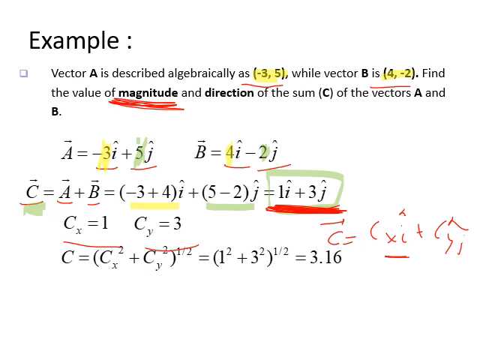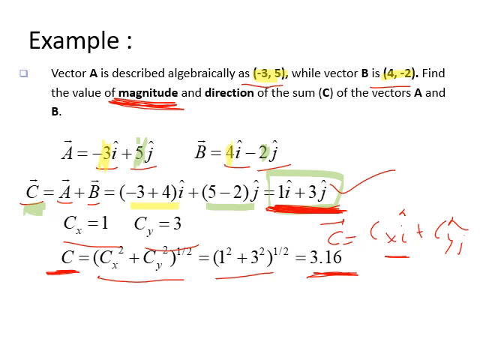So your resultant vector is 1 i cap plus 3 j cap. This is to find the magnitude. So magnitude, how are you going to find it? The square root of 1 squared plus 3 squared, and that will give you 3.16. So magnitude, as we have seen, is just a number. So this is how you get just a number, the magnitude of this C vector.